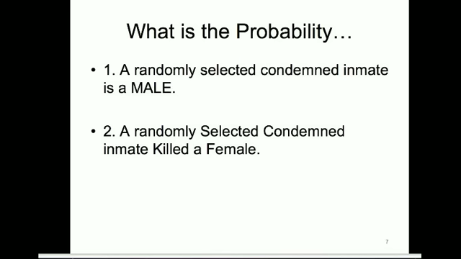So now our calculations. I'm going to ask 2 questions. A randomly selected condemned inmate is a male, and a randomly selected condemned inmate killed a female. So the first question is asking about the gender of the murderer, and the second question is asking about the gender of the victim.